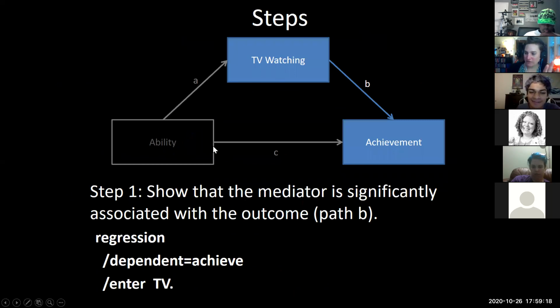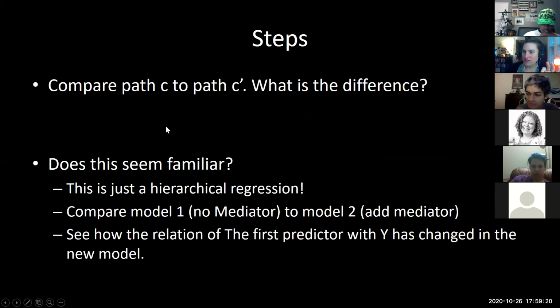Here's how you would do it. You would do it in 3 steps. If you're comparing path C, which is when you just had one predictor in the model, to that prediction when there's 2 in the model, it might seem familiar because it's just a hierarchical regression. It's just a multi-step model, but in step 1, it's a single regression, and in step 2, it's a multiple regression.